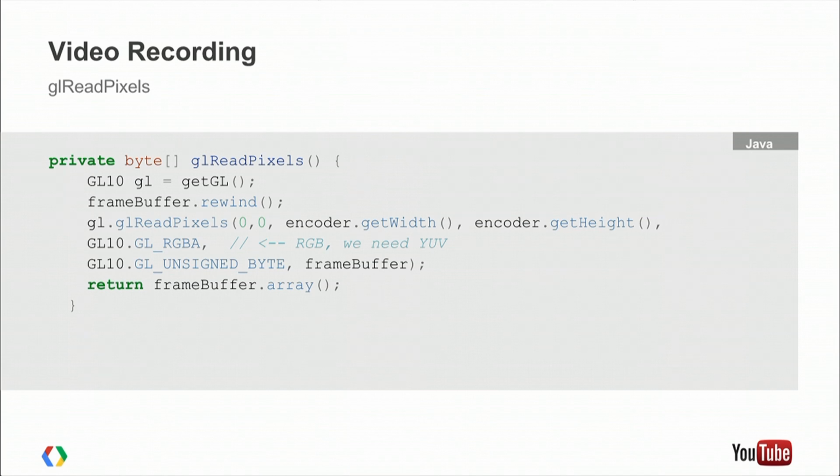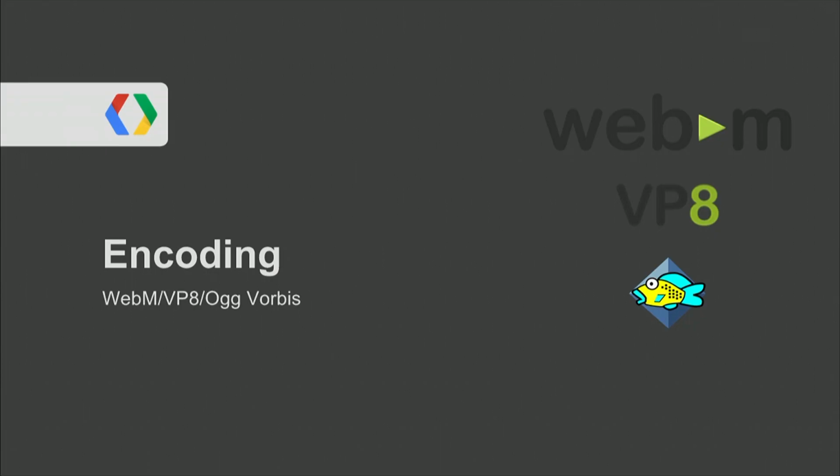Another approach is to use GL read pixels, so you can read it directly from the frame buffer using the OpenGL glReadPixels. And this is an example of another implementation that I did using Java. So that is actually invoked from within the Java plugin to obtain the frame buffer. So that's the capture step.